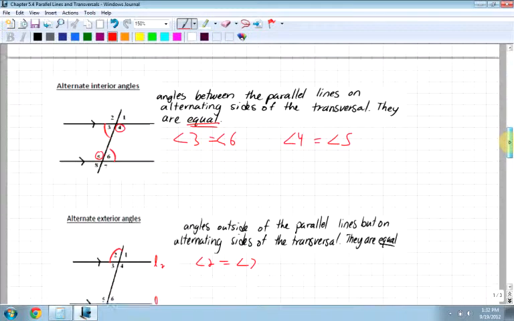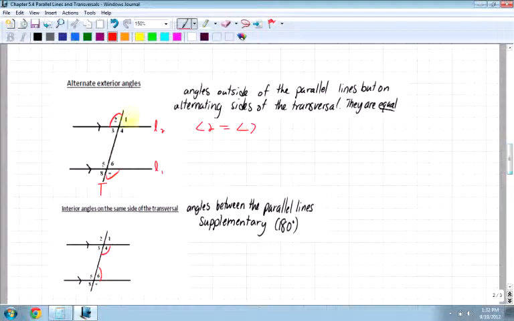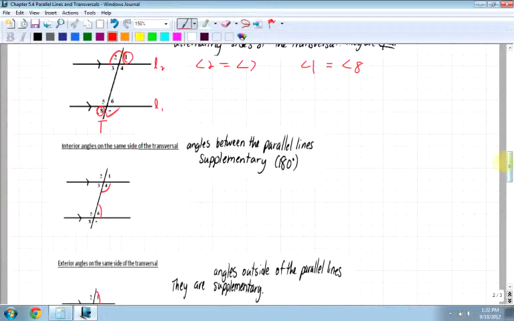Okay. Alternate exterior, and you could find two other ones too, like angles 1 and angle 8. So angle 1 is equal to angle 8. And those are the only exterior angles. Next one I have, interior angles on the same side of the transversal.